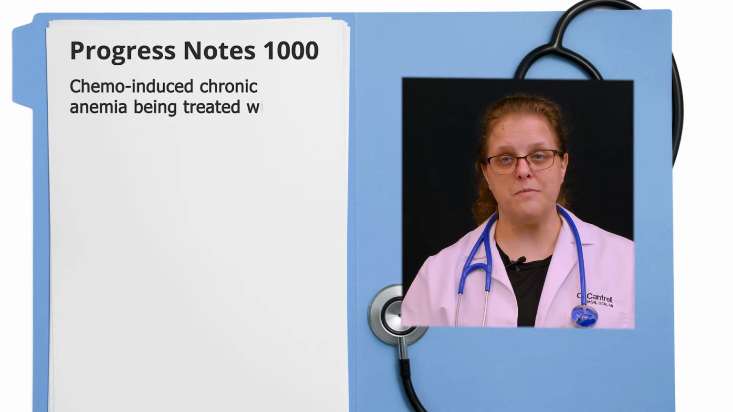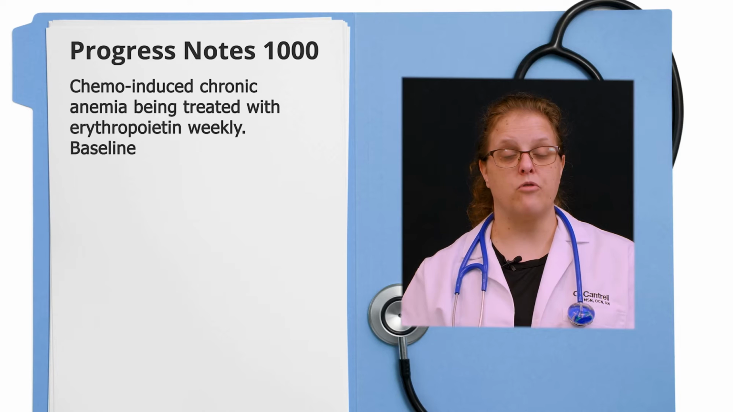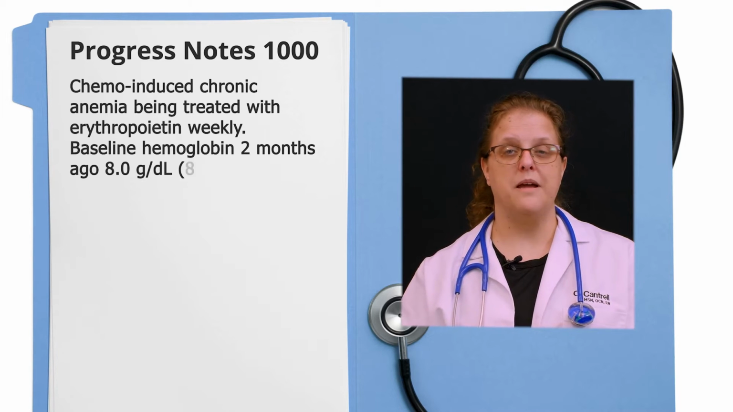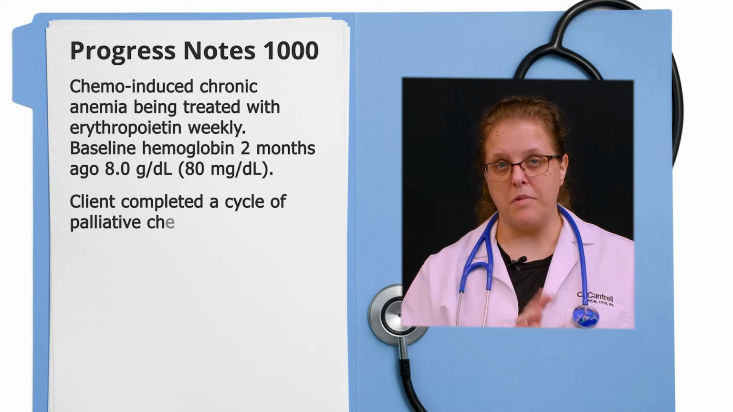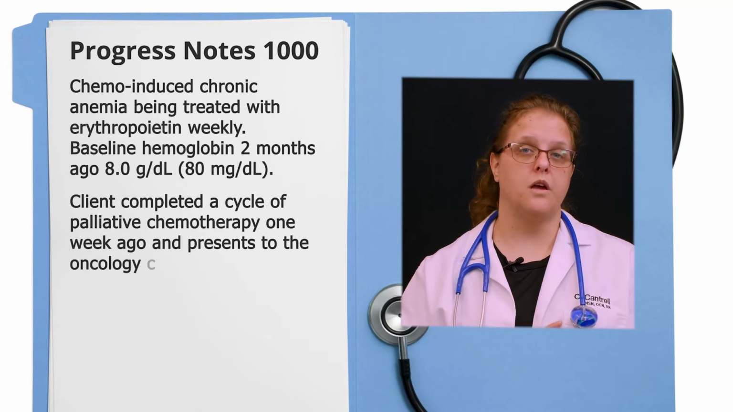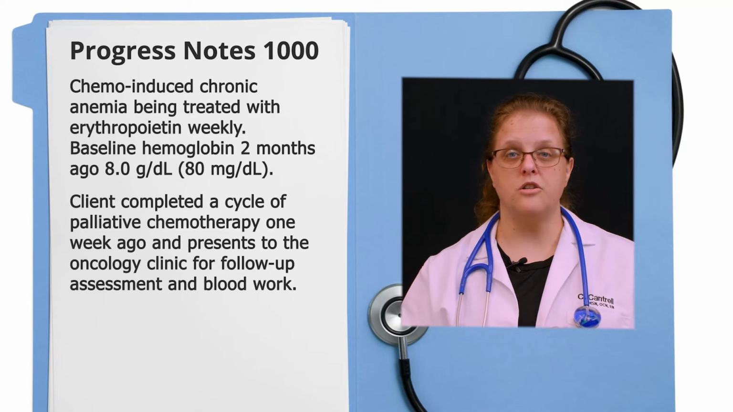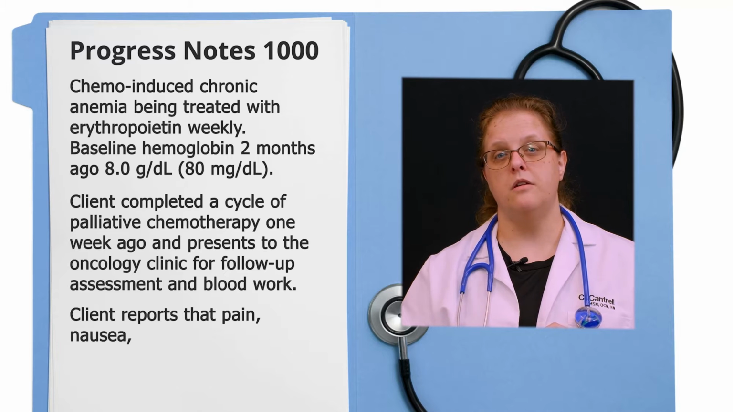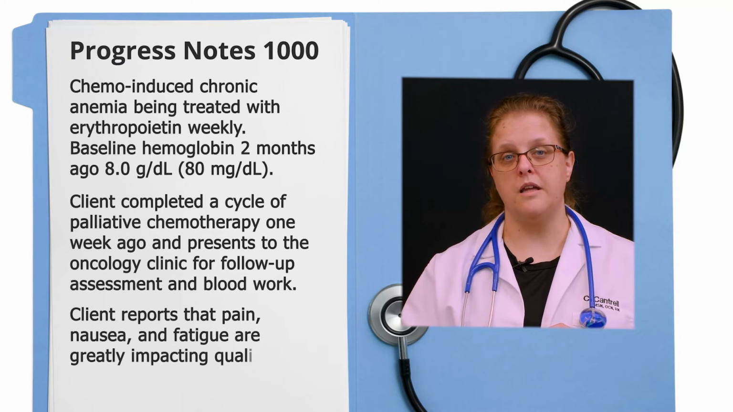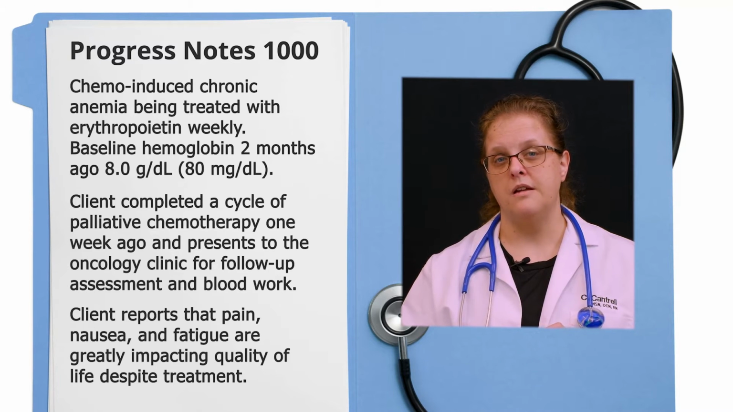Chemo-induced chronic anemia is being treated with erythropoietin weekly. Baseline hemoglobin 2 months ago is 8 grams per deciliter. Client completes a cycle of palliative chemotherapy 1 week ago and presents to the oncology clinic for follow-up assessment and blood work. Client reports that pain, nausea, and fatigue are greatly impacting quality of life despite treatment.